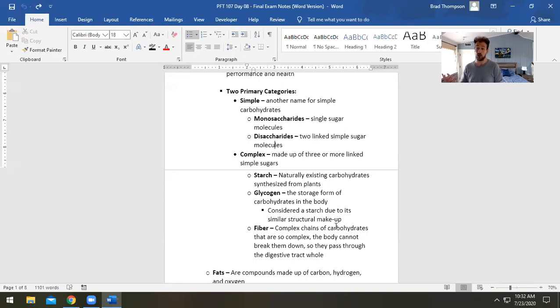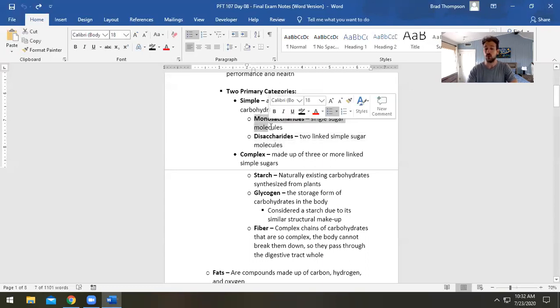Disaccharides are a little bit more complex because these are actually two monosaccharides attached to each other. So they are still very much a simple sugar, but we can't actually use a disaccharide to produce ATP. We have to break it in half first and then have our two individual glucose molecules, and then we can use that to produce ATP. So a disaccharide is slightly more complex than a monosaccharide, but it is still considered a simple sugar.